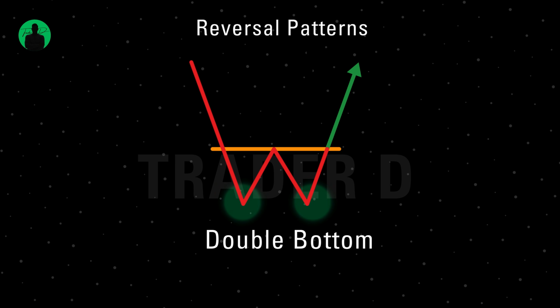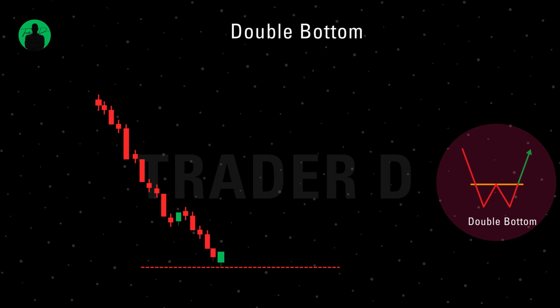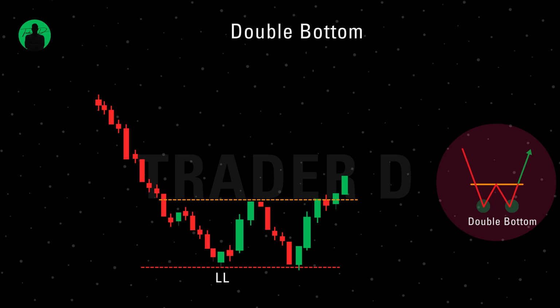It consists of two troughs at roughly the same price level, indicating that selling pressure is diminishing. Imagine a currency pair that's been falling, and after hitting a low, it starts to bounce back. The pair tries to drop again but holds above the previous low, forming a double bottom. Once the price breaks above the neckline, you enter a long trade, expecting a reversal to the upside.